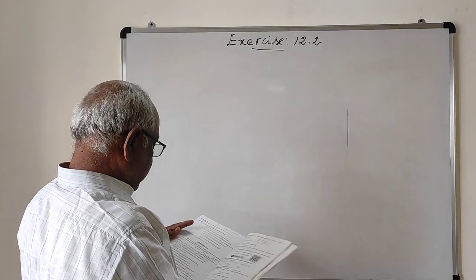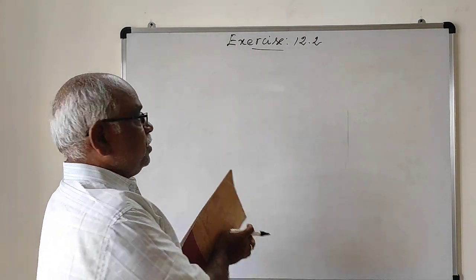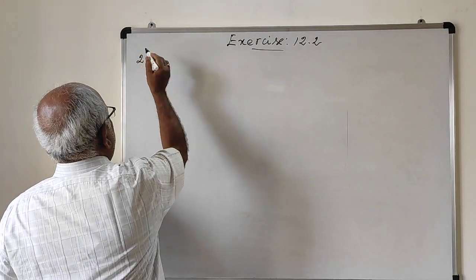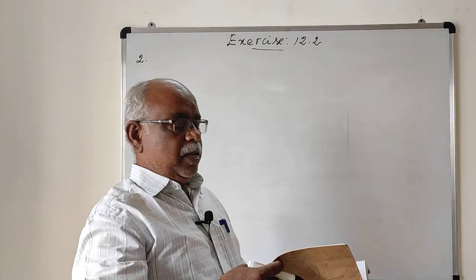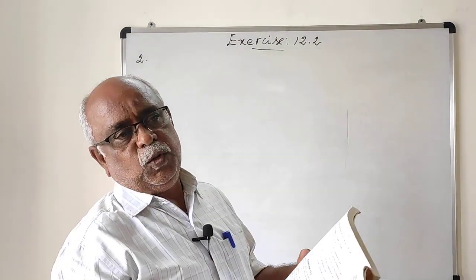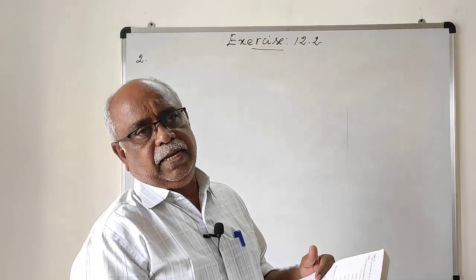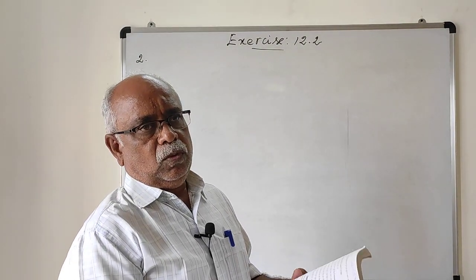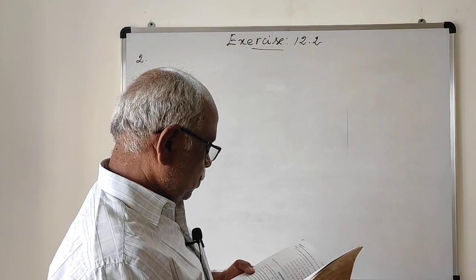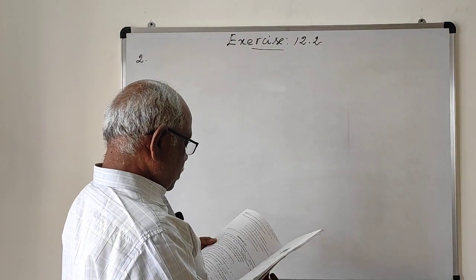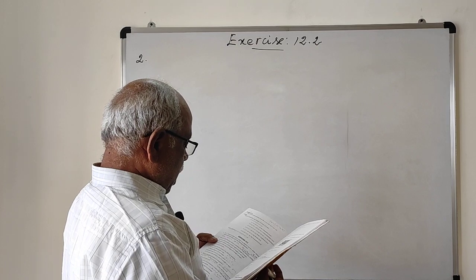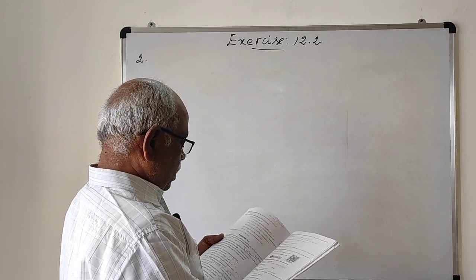The second problem in the exercise: statements are given. You have to convert the statement into the variables P and Q. Two statements are given. We have to construct the statements into variables P and Q. First problem, 19 is not a prime number and all the angles of a triangle are equal.